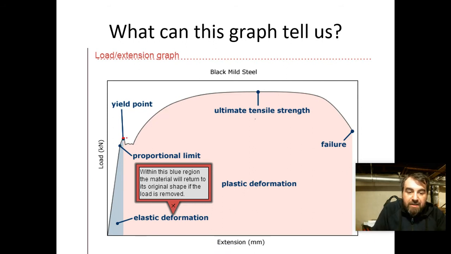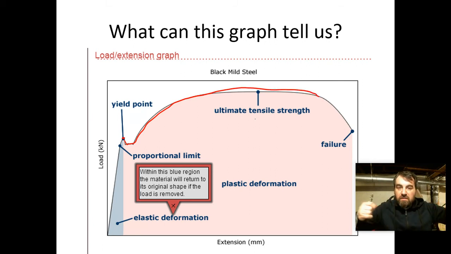Right here is the yield point. This is the point at which there's no more ability to be elastically deformed at all. And then what happens here is the necking and all that stuff, where it stretches out the material over time and over the force. This is called our plastic deformation, because it's kind of like plastic. It'll just pull apart. And then right here is where we get failure. This is where the thing snaps.